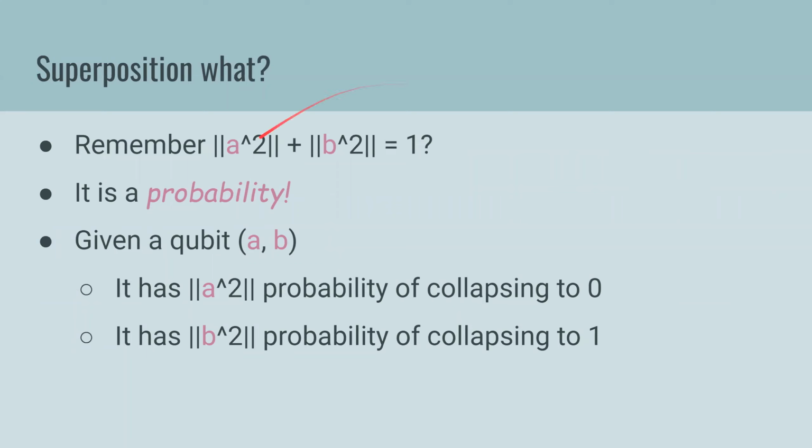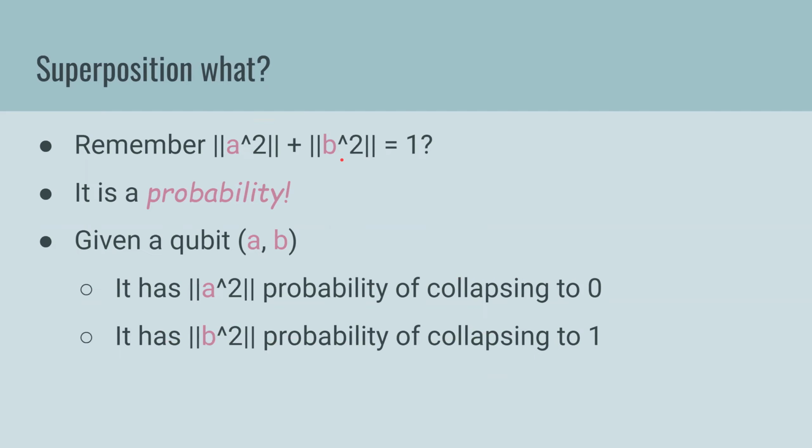So remember that equation I told you about before? It's a probability. If you've taken any sort of probability or stats class, you know that probabilities add up to 1. This is not 100% true, but this analogy works for now. So given a qubit that has these two amplitudes, the absolute value of a squared is the probability of collapsing to 0, and the absolute value of b squared is the probability of collapsing to 1. I'm going to give more examples about that in a second, but this is really important. This adding up to 1 is going to be the basis of later entanglement and teleportation.